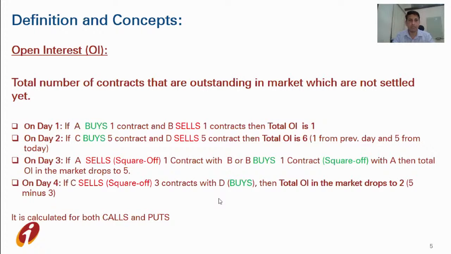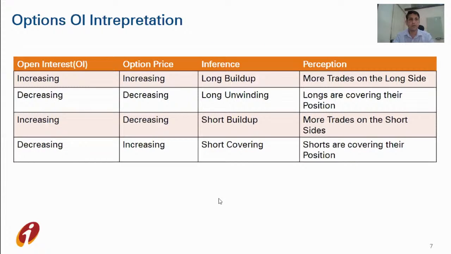If open interest is increasing and the option price also increases, what it says is that people are aggressive on the long side. Basically they are aggressively buying on the call side or the put side, whichever way you want to see it. If this is happening on the call side, then it will be long build-up on the call side. More people are trying to buy that particular call or put.